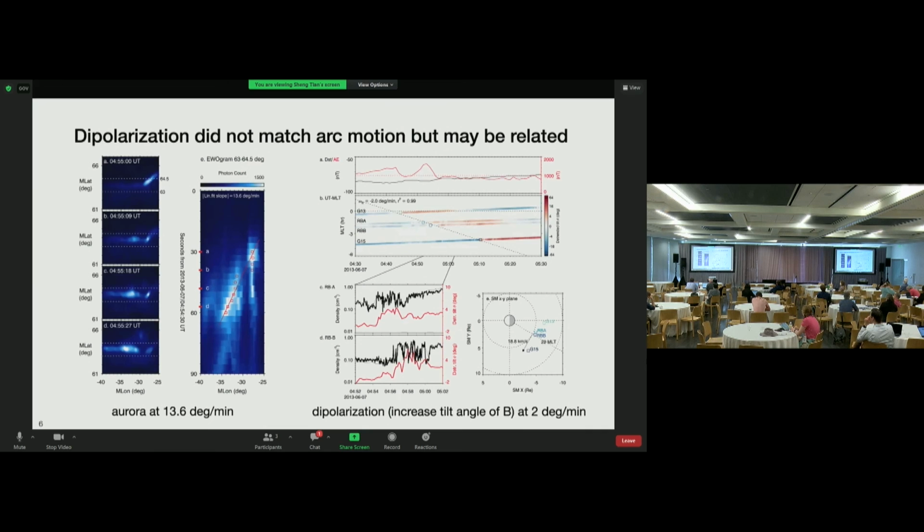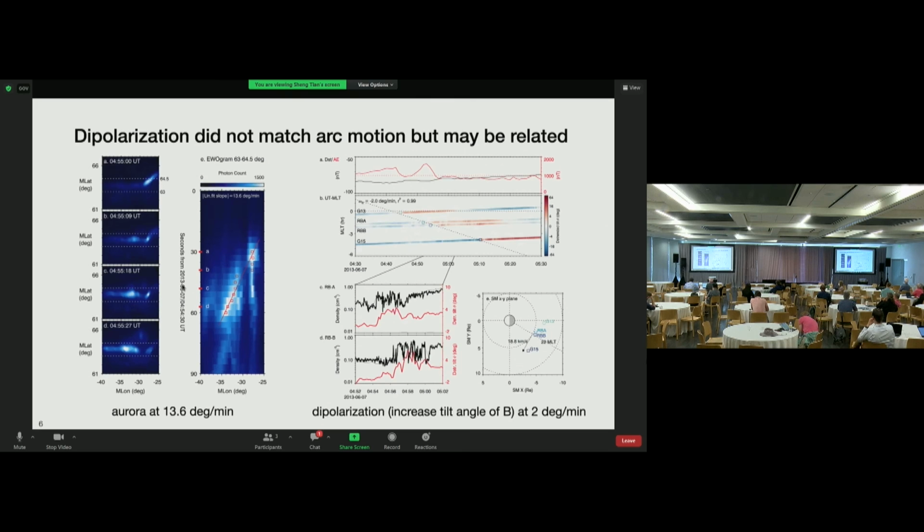We also observed a dipolarization in the tail around the time of the event. So here is the event I just showed you, but in a broader range of time, we see dipolarization going on. Dipolarization is just the increase of tilt angle of the background magnetic field. Where you see blue turn into red, the color indicates the tilt angle, and this transition indicates the dipolarization.